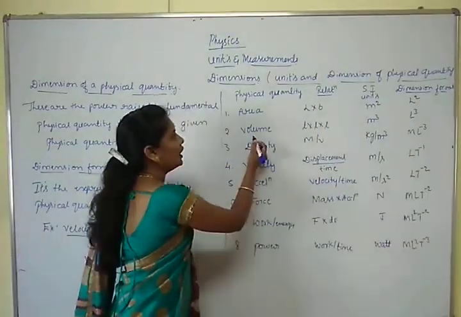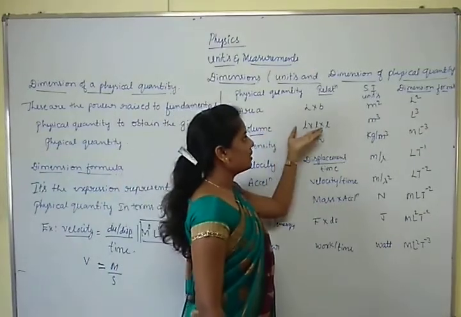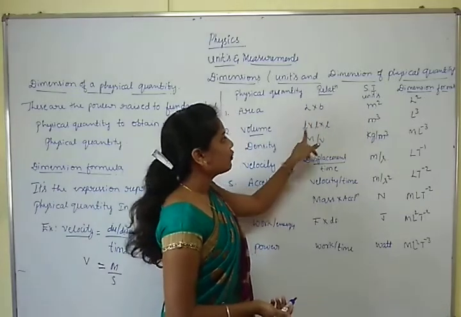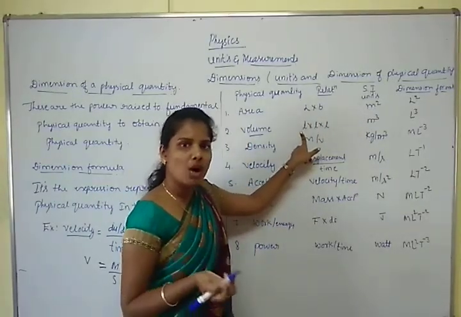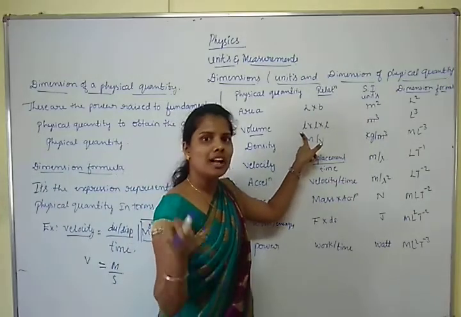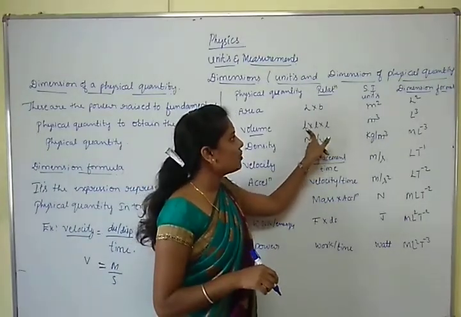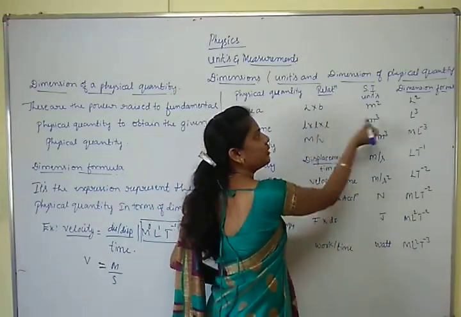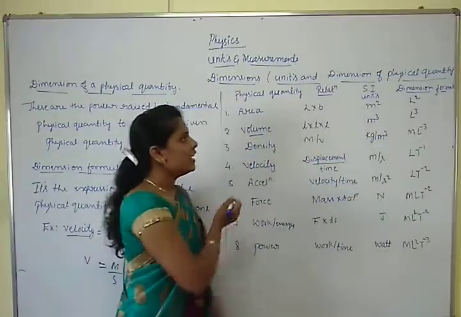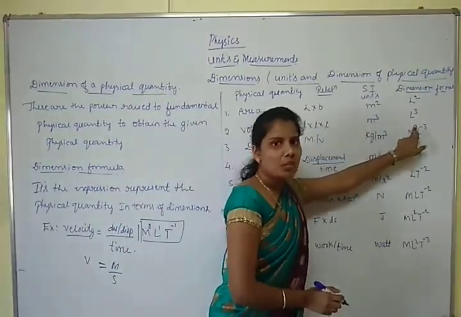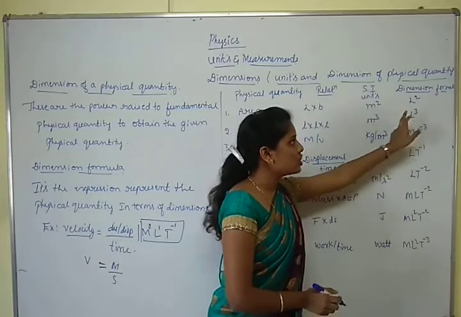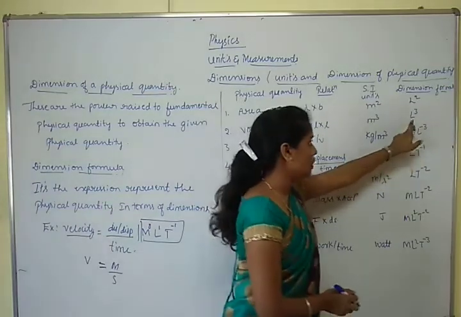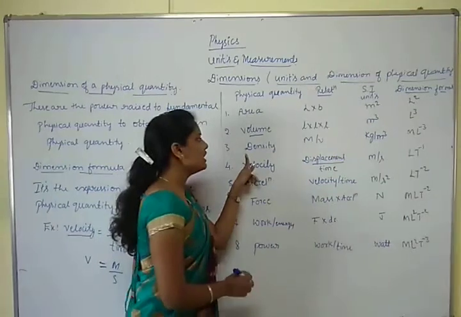The next one is volume. What is the volume of a cube? In a cube all the sides are equal, so the volume is L into L into L, that is L cube. The dimension formula is L cube. Here also there are no fundamental units M and T, only L cube.